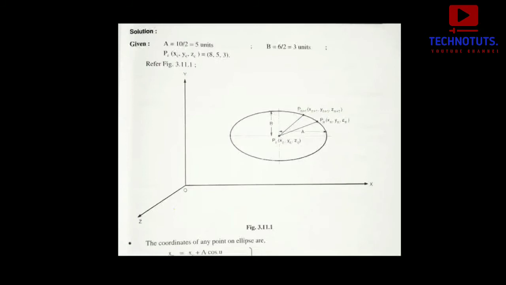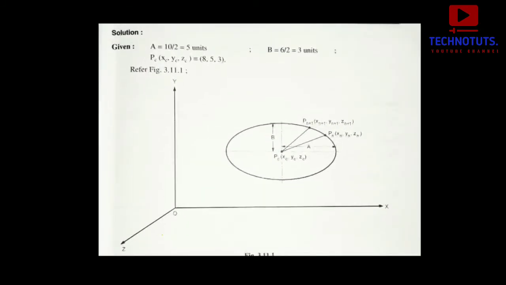Okay, so let us note down the given things. Here it is given that the major axis of the ellipse is 10 units, so we will divide 10 by 2, which is equal to 5, and divide the minor axis by 2, so 6 by 2 is 3 units. So the half distance of the major axis is 5 units, and the half distance of the minor axis is 3 units. The center of the ellipse is 8, 5, 3.